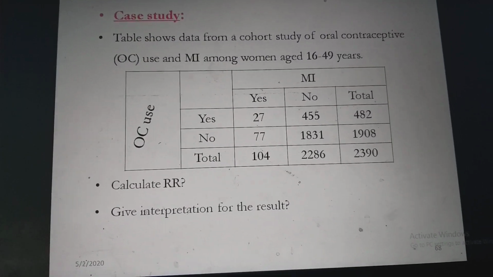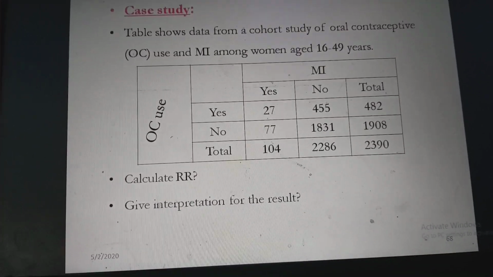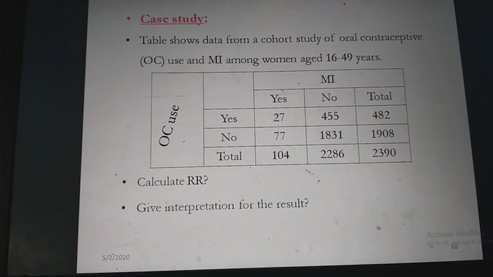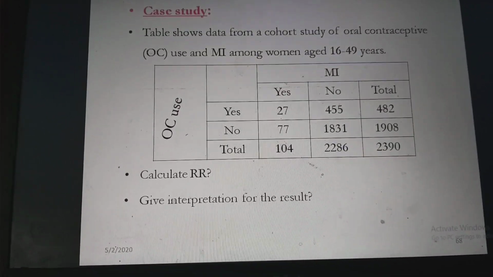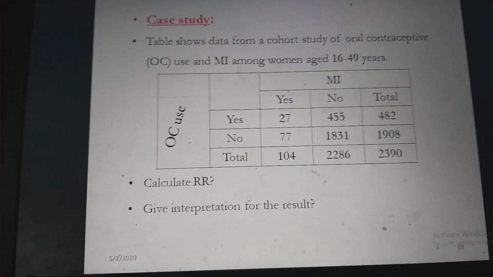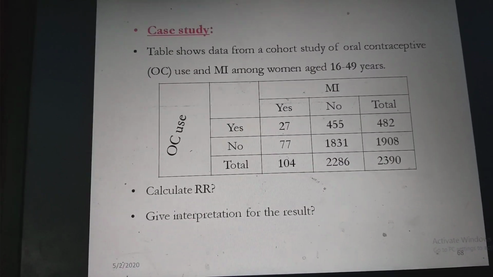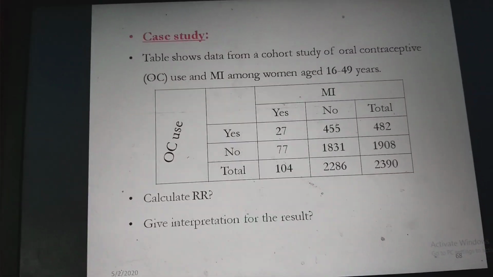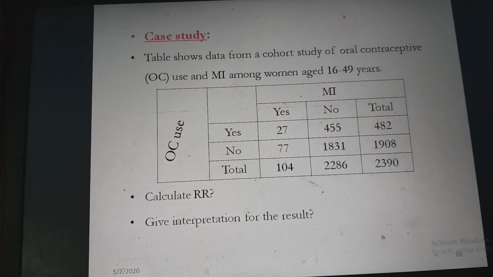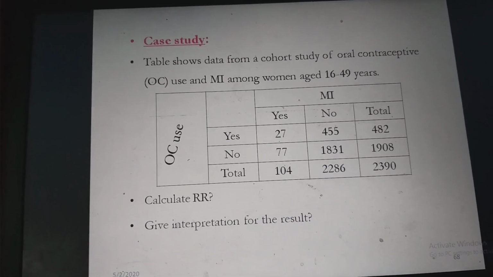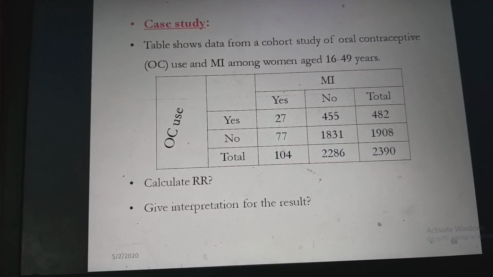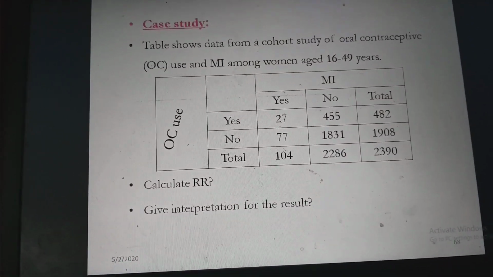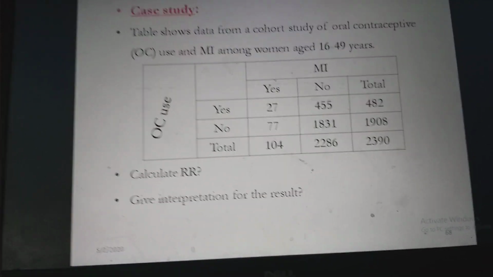Don't forget, incidence in exposed divided by incidence in unexposed. Incidence in exposed means 27 divided by total exposed, A over A plus B, that is 27 divided by 482, all over 77 divided by the total non-exposed, 1,908. Calculate this. Let me give you 1 minute. Calculate relative risk and give an interpretation.